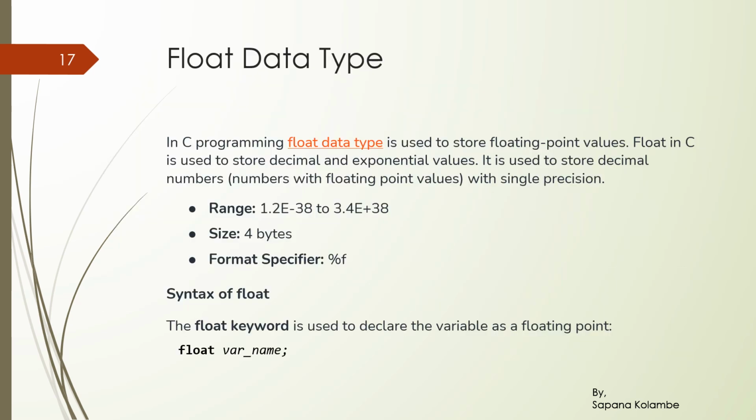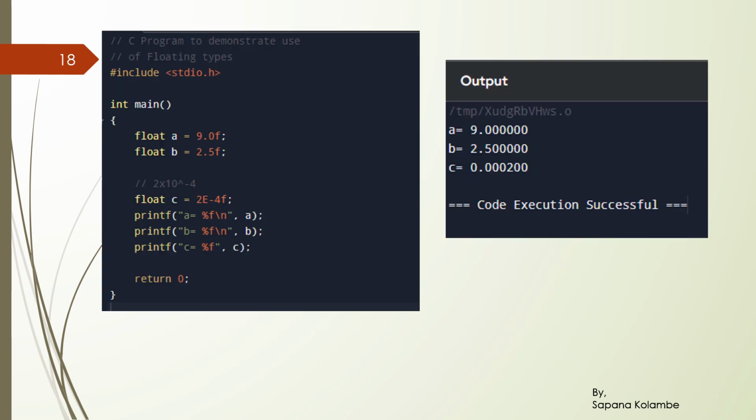Float data type. When you have to store a floating point value into a particular variable, where the decimal point and exponential values will be there, you have to declare that variable as a float data type. The size of this data type is 4 bytes and the format specifier is %f. So whenever you have to define it as a floating point, you just have to define the variable like float a equal to a floating point value, and you give f at the last so that it will be considered as a floating point value.